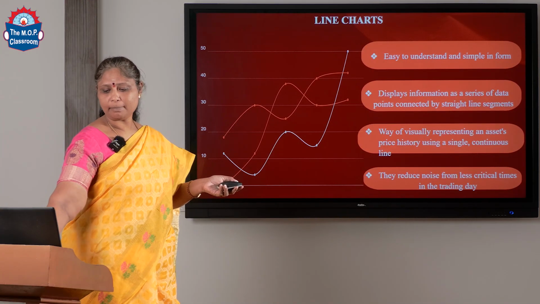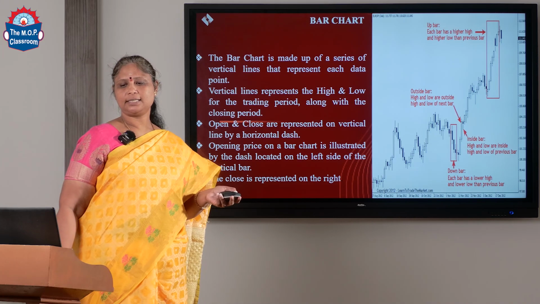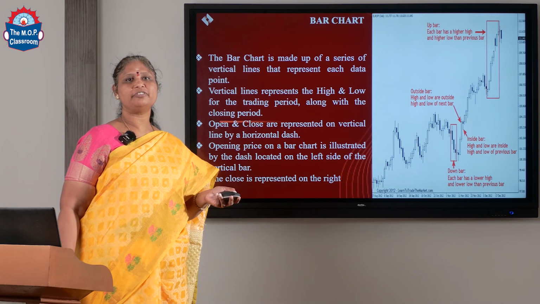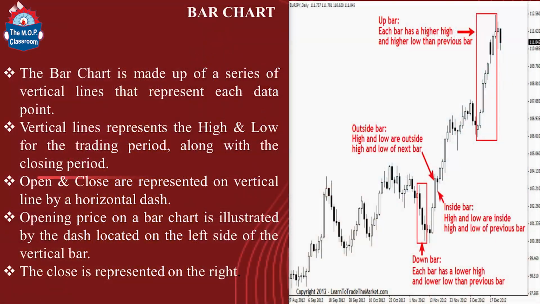Then come the bar charts. These bar charts are made up of a series of vertical bars. These bars give three interesting pieces of information. Firstly, the highest and the lowest price of a stock during the trading day. Secondly, the close and the open price of the security during that day. And lastly, it indicates the volatility of the security during that particular trading day.